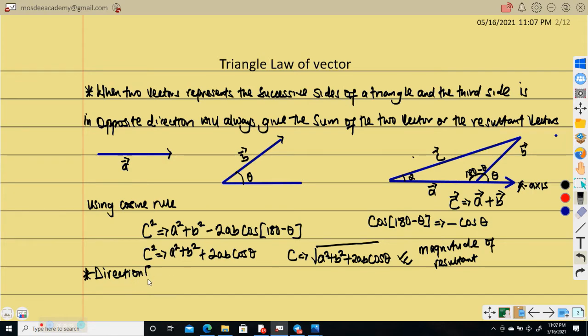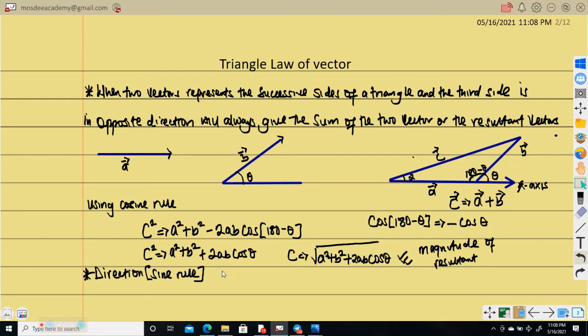About direction, we use the sine rule. Remember the sine rule from your mathematics class, and if you don't know about the sine rule, don't worry, I will tell you what you need to keep in mind. We want to get the direction of the resultant vector, which is the third vector here forming the triangle, which we call alpha. I know the angle of this, as you can see, and this vector B is facing alpha.